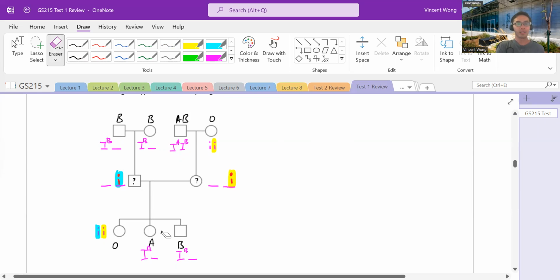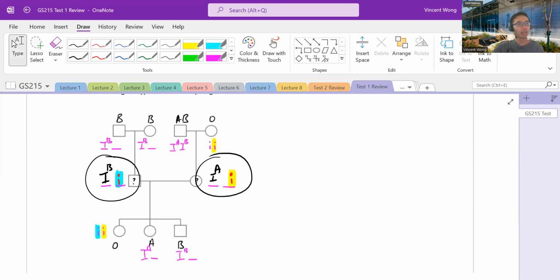Yep, you got it, right? So if you look at the father and you trace it back 1 more generation, there's absolutely no A in this entire family, right? Okay, so the father here must be, as you said, must be IB. So the IA must have come from here, right? And so the answer is IB little i for the father and IA little i for the mother.